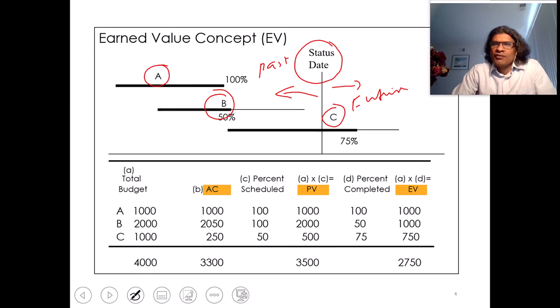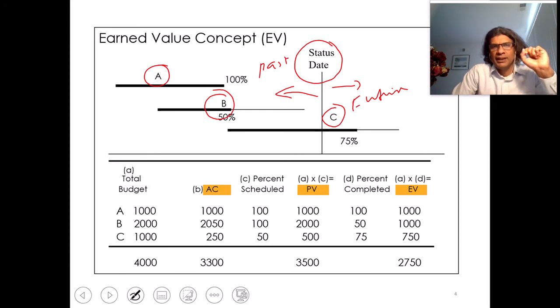The boldness will say what the actual work performance is now. So if I take task A, the task is on the left side, it is supposed to be completed by now, and it is bolded 100%. That means the work is also performed 100%.